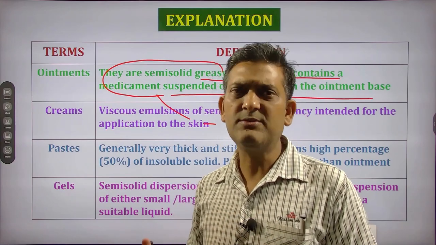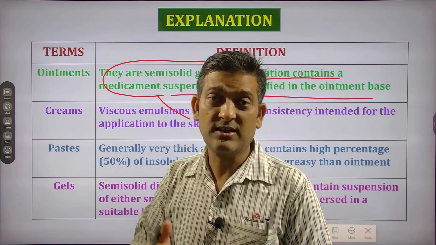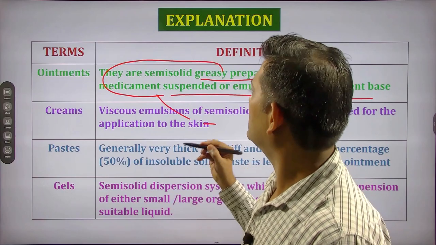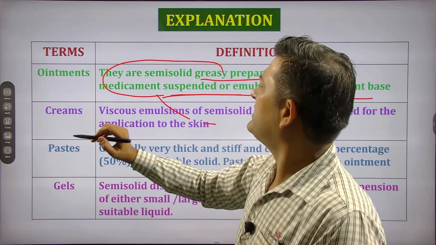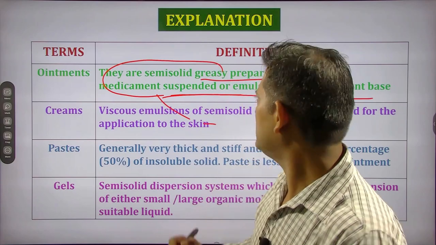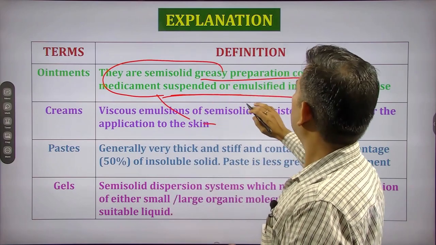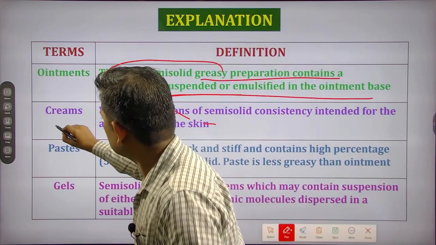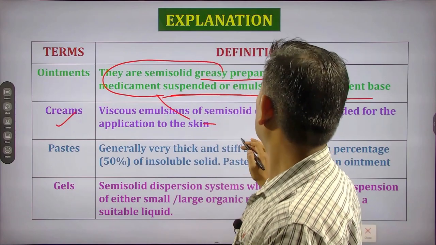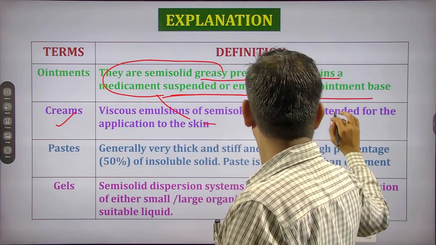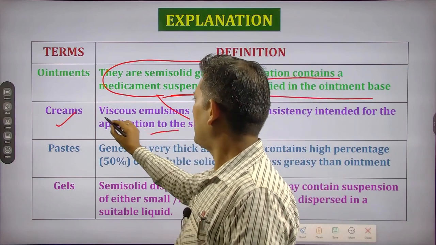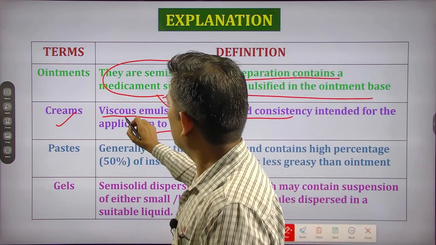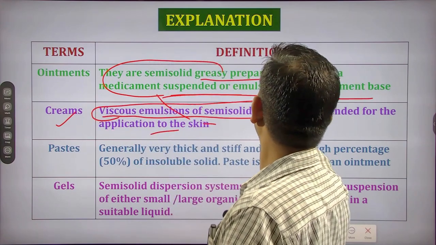Ointment bases are of different types. We will discuss them later on. Already discussed earlier in the classes, but these are the different types of queries and multiple-choice questions. So, ointments are semi-solid greasy preparations containing medicaments suspended or emulsified in the ointment base. What about creams? These are viscous emulsions of semi-solid consistency intended for application to the skin. The answer to the question we put forward is in the definition itself: creams are the viscous emulsions of semi-solid.